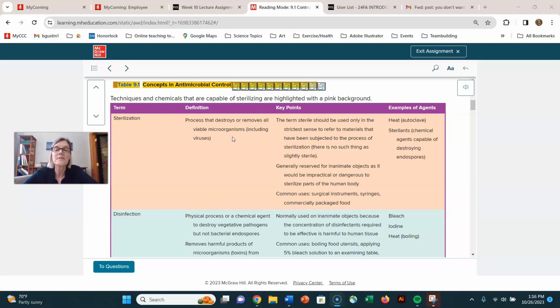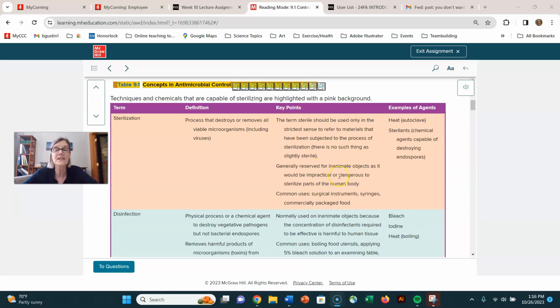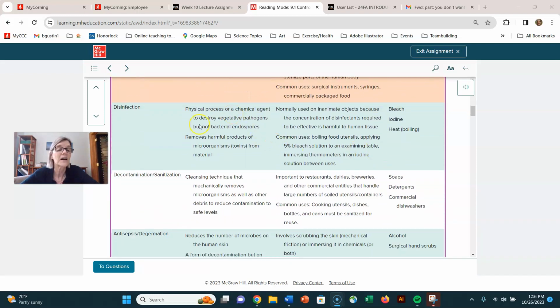And so it says the word sterile should only be used in the strictest sense. You can't be kind of sterile. You either have to be sterile or you're not. You're free of microorganisms or you're not. It's kind of like being kind of pregnant. You got to be one or the other. There's no halfway. Generally reserved for inanimate objects, because trying to sterilize living tissue would most certainly damage the living tissue itself. It would kill the living tissue. So we don't really use that word for living tissue. And it gives you some examples here of how we sterilize things. And we're going to be talking about that as we go through the topics.